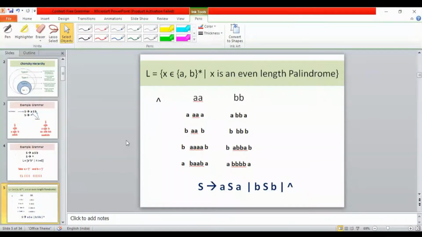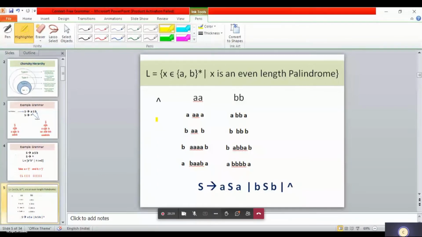Okay, now let us take a second example. We have a language X belongs to (A,B)*, where X is an even length palindrome. I hope you know what a palindrome is. If you read the string from left to right or from right to left, it will be equal. It is known as a palindrome.